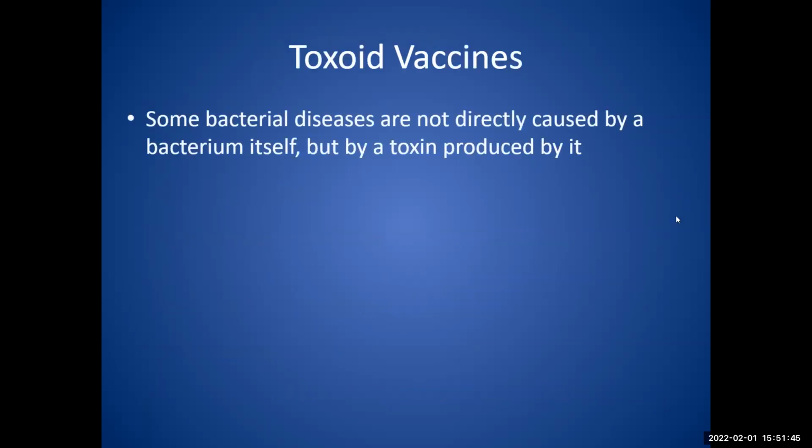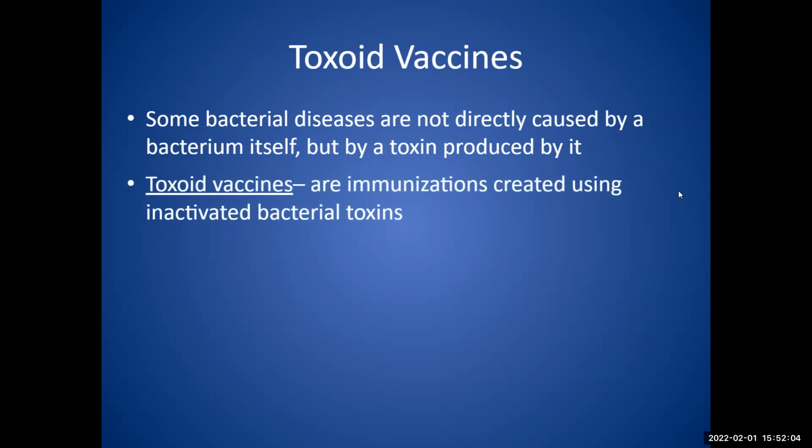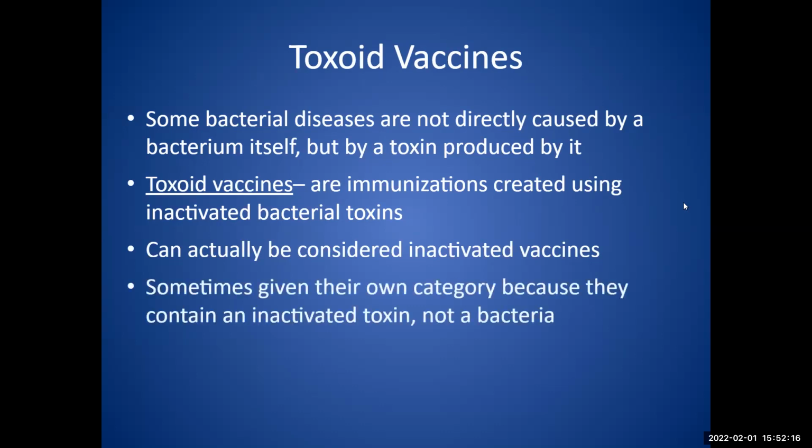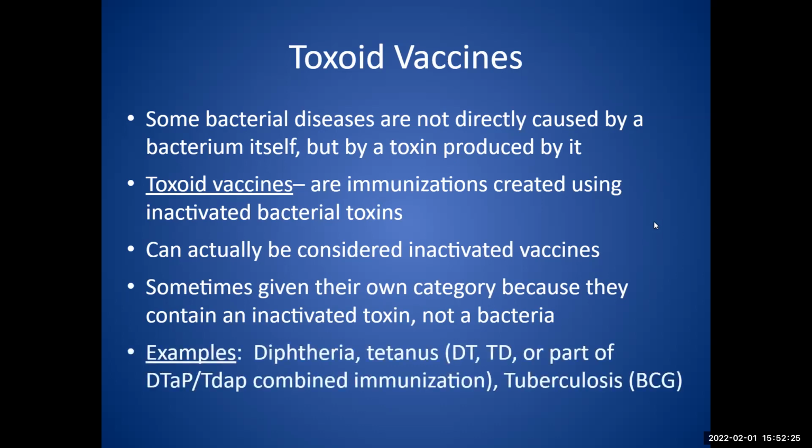Okay, toxoid vaccines. These are for the diseases that are not actually caused by the bacteria itself, but by a toxin, like a byproduct that's produced by the bacteria. Okay, so these immunizations are created using the inactivated toxins from the bacteria. So these are considered inactivated vaccines. They're very similar to the last ones that we talked about. But they're given their own category because they contain the inactivated toxin, not actually the bacteria itself. So examples of this are diphtheria and tetanus.